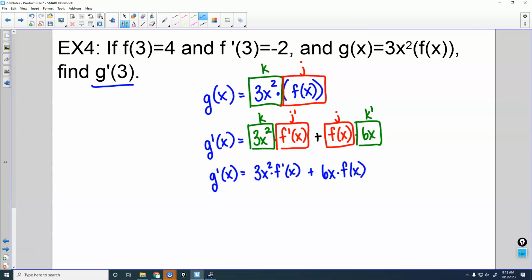What were they asking us for this problem? G prime of 3, which means I need to plug 3 into this equation. And when we're finding G prime of 3, just like with all notation for functions, we just replace all of our x's with 3's, right? All of our x's have to become 3's. So this is going to be 3 times 3 squared times f prime of 3 plus 6 times 3 times f of 3.